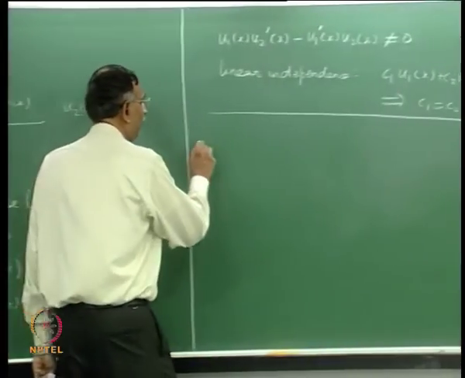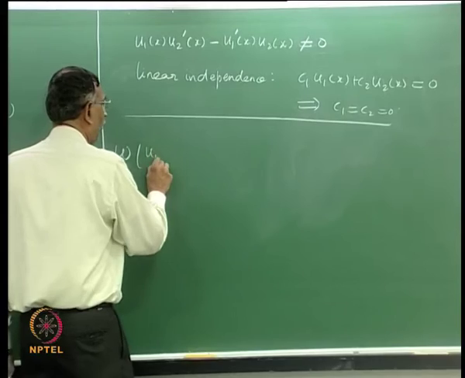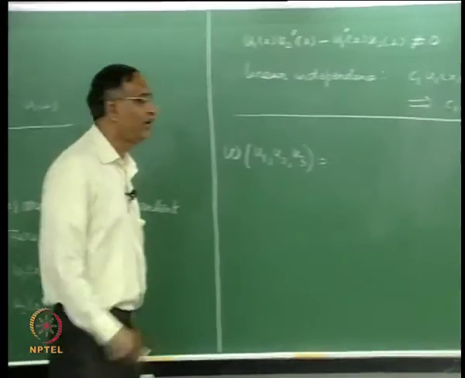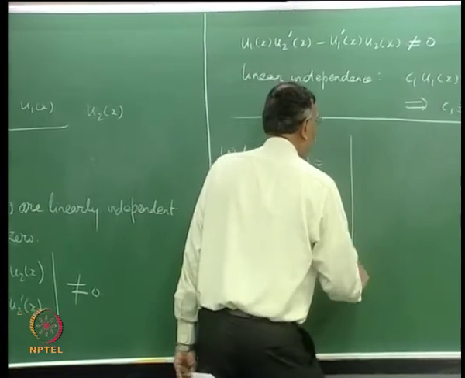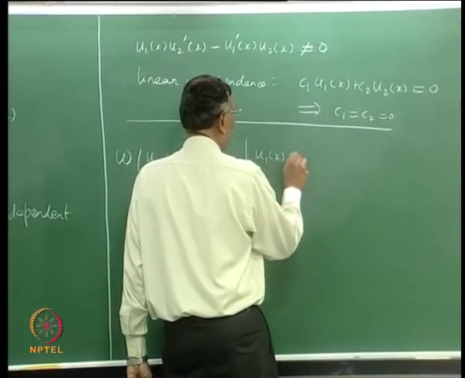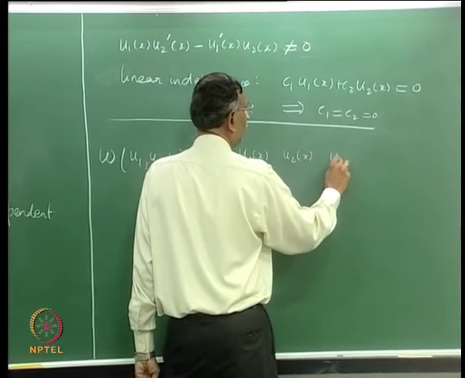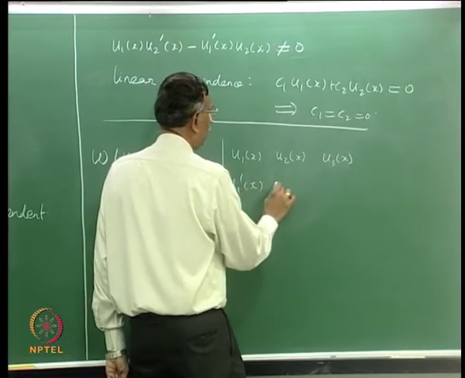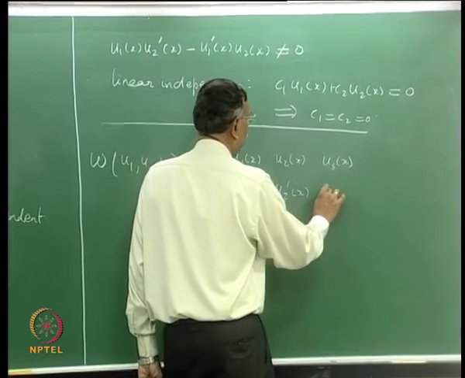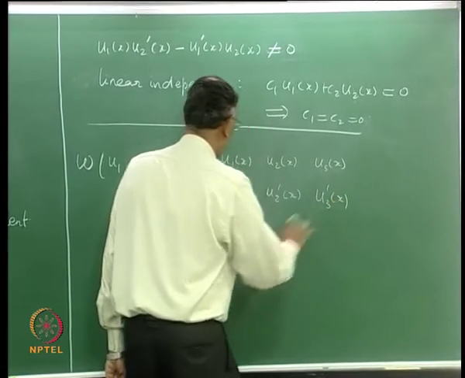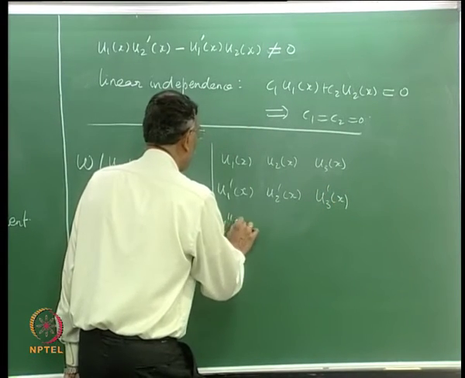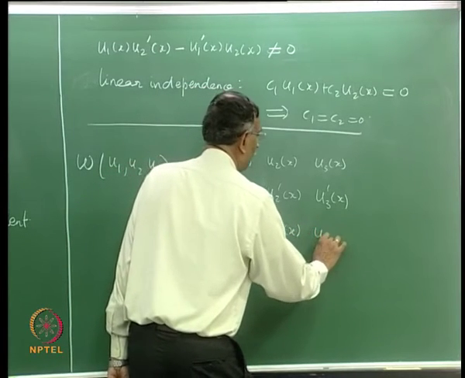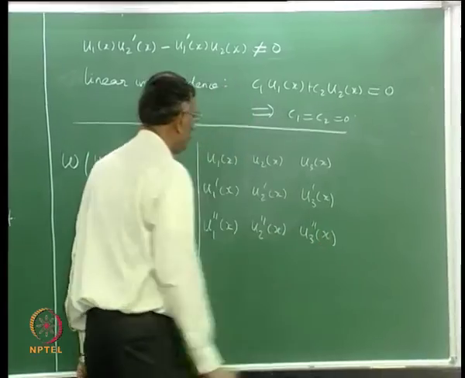The Wronskian is determined from all of these functions. Let me write this for 3 in the first place and then write the general one. Again, the determinant should be u1 of x, u2 of x, u3 of x, u1 prime of x, u2 prime of x, and u3 prime of x, and the second derivatives u1 double prime of x, u2 double prime of x, and u3 double prime of x.